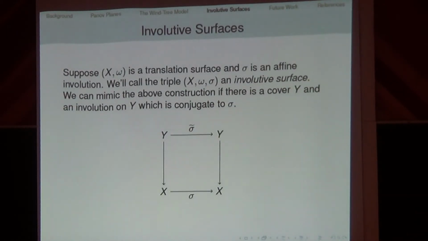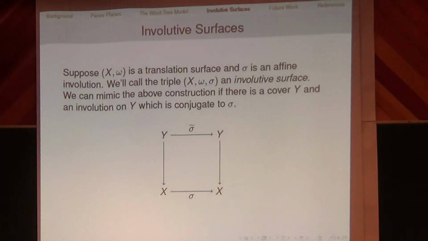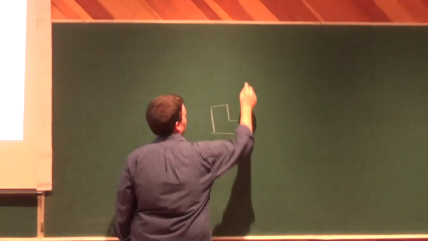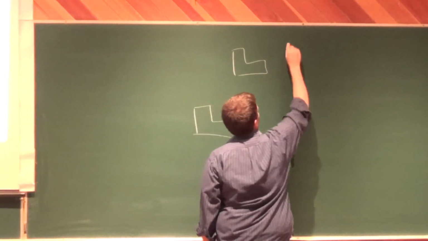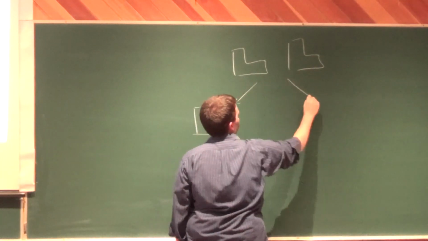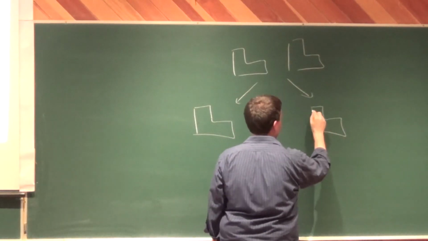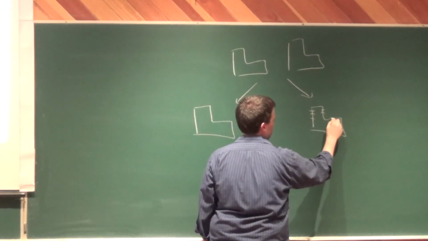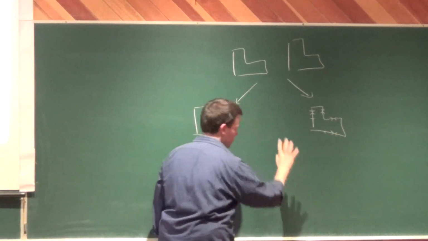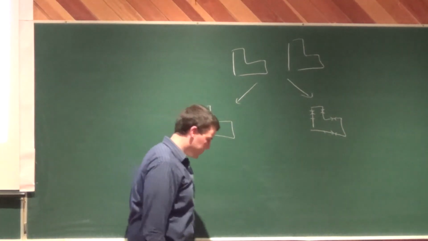Okay. So let's say that we have a translation surface and it has an affine involution that's not an automorphism, it's not a translation. I'll call that an involutive surface. And to mimic that construction from earlier, where you took the regular translation L, you looked at a double cover, and then taking the quotient of some involution, you got a folded L. Can I repeat the same sort of process for other surfaces?